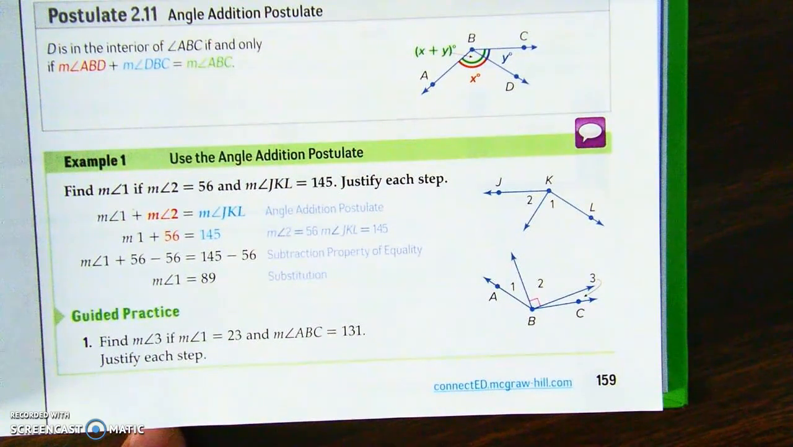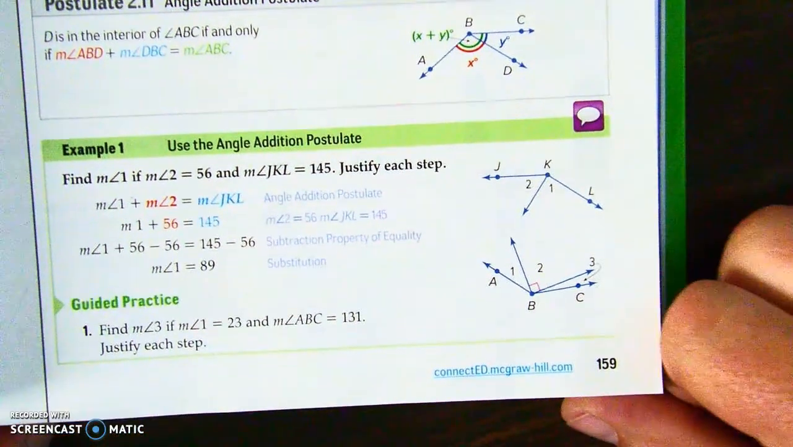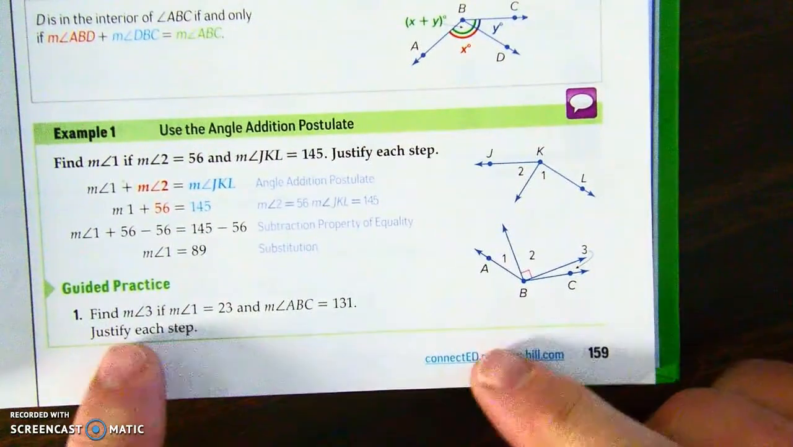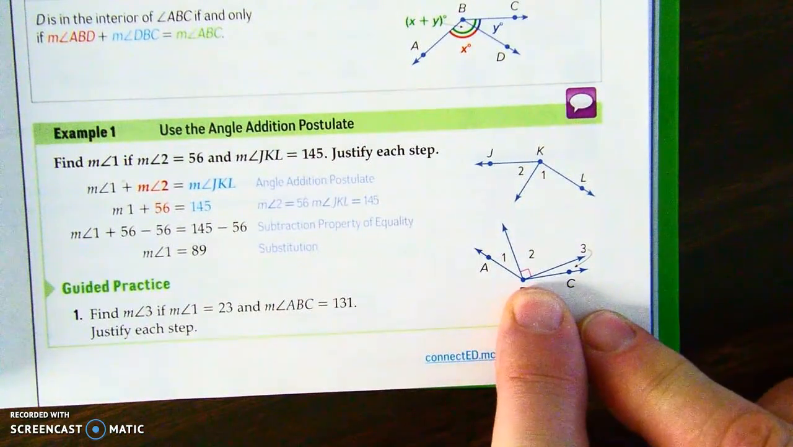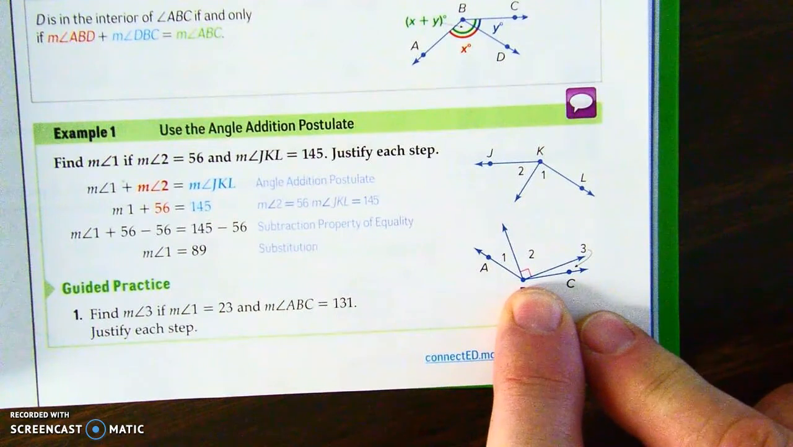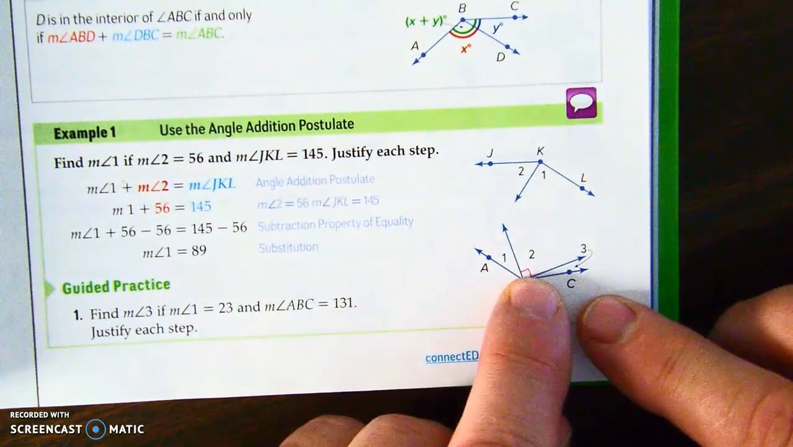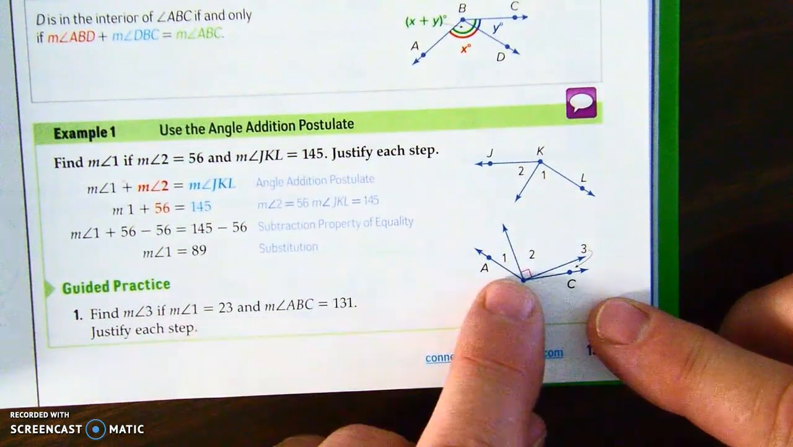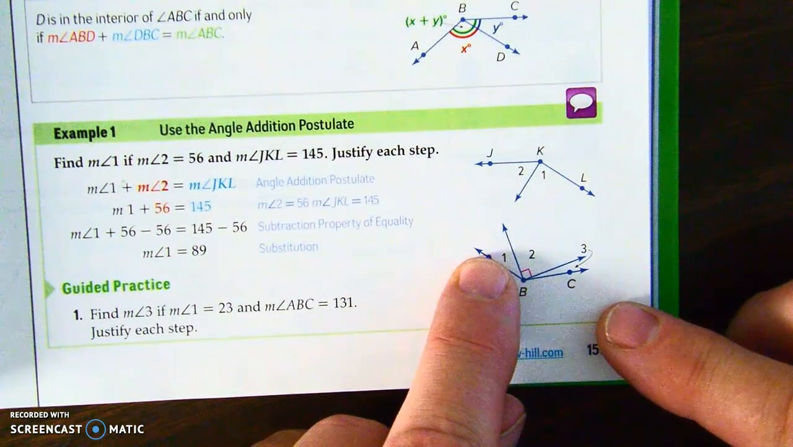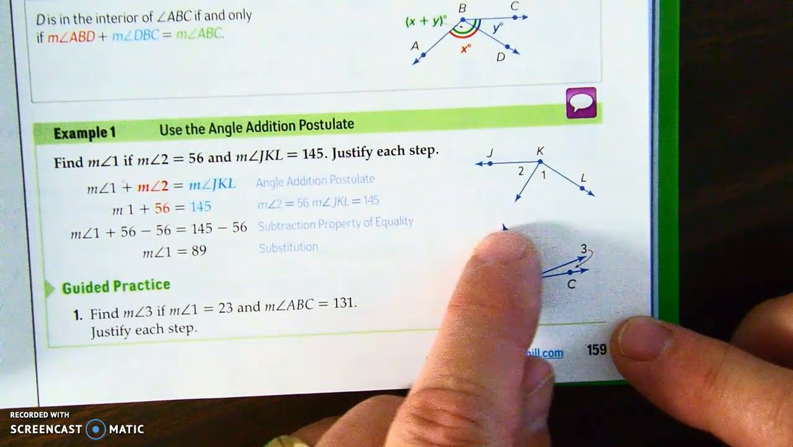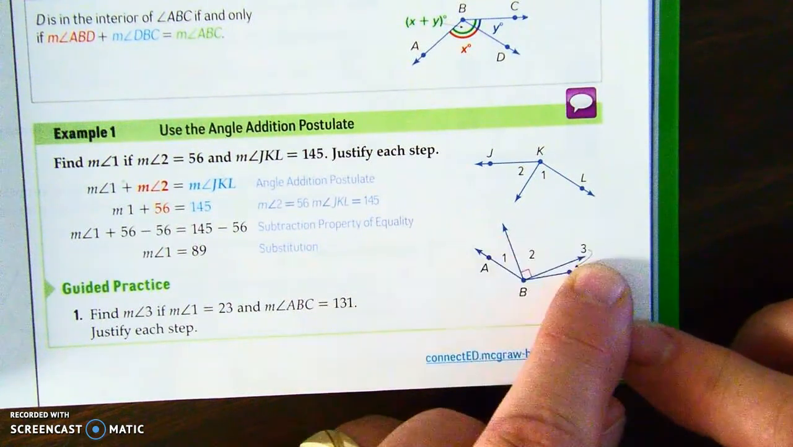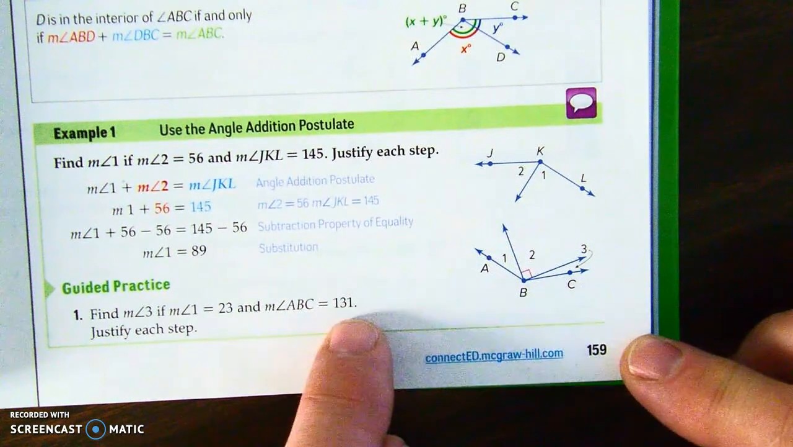Same thing going down here for this example on the guided practice. Here's a hint and giveaway. We see this little marking here in angle 2, which means how many degrees? It means 90 degrees. So we know that's 90 degrees. We know the measure of angle 1 is 23 degrees. We know that the whole angle ABC is equal to 131 degrees.